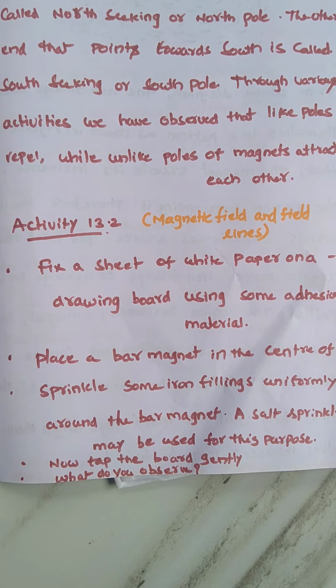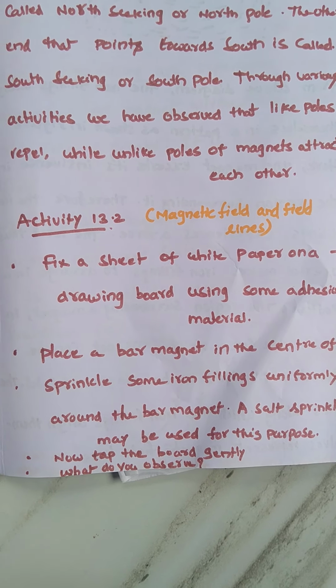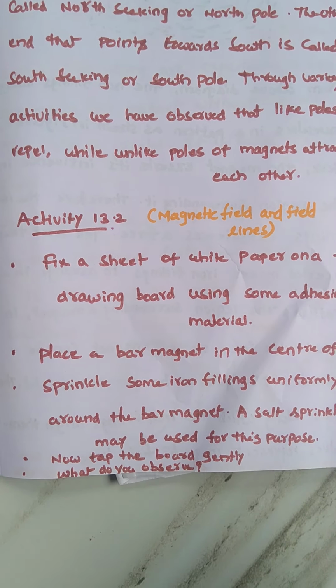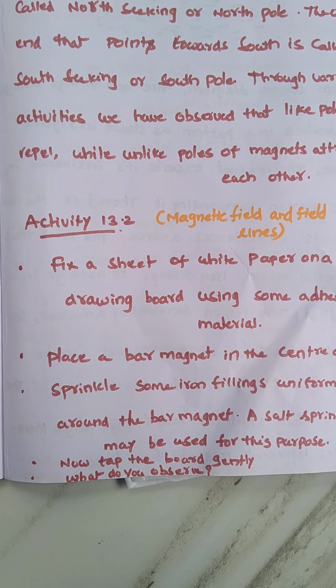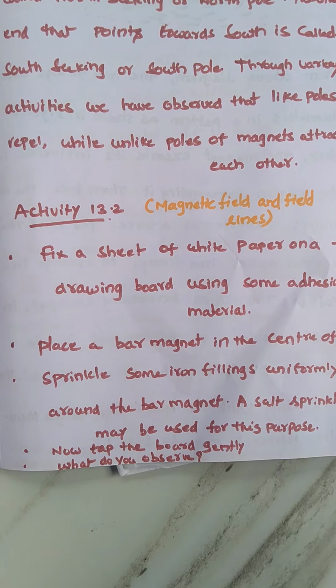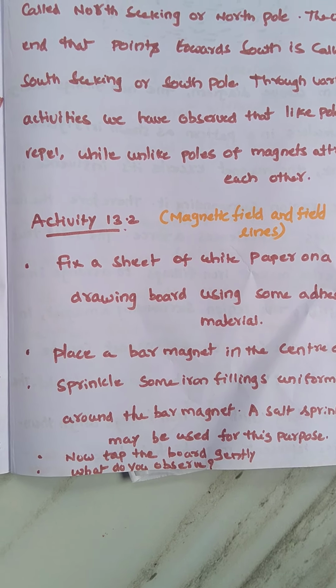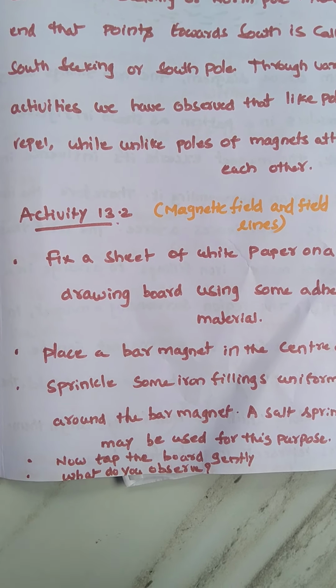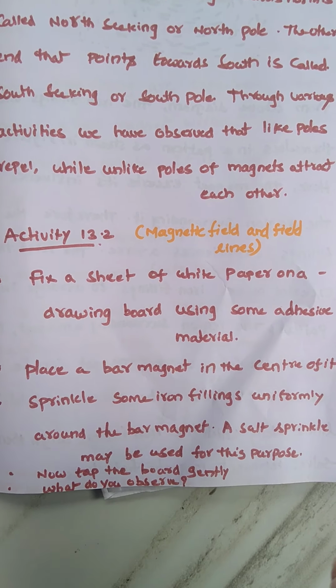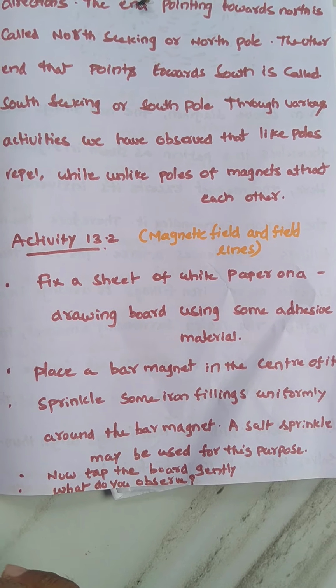So that is about the magnetic field, and we can write some imaginary field lines, right? Those field lines are called magnetic field lines or magnetic flux. Okay, but before that, I want to discuss an activity on the magnetic field.